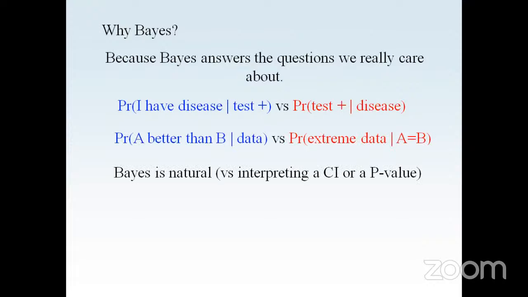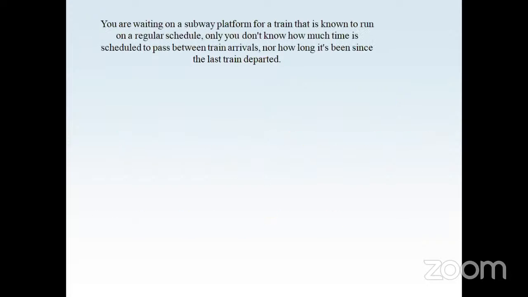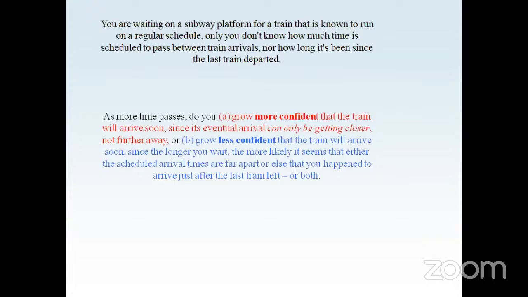So why Bayes theorem? Because Bayes answers the question we really care about. Prediction: I have the disease given the test is positive, versus the prediction of a positive test given the disease. And the prediction that A is better than B given the data, versus the prediction of extreme data given A equal to B. So Bayes is more natural versus interpreting a confidence interval or a p-value. Okay, these are some of the examples again.